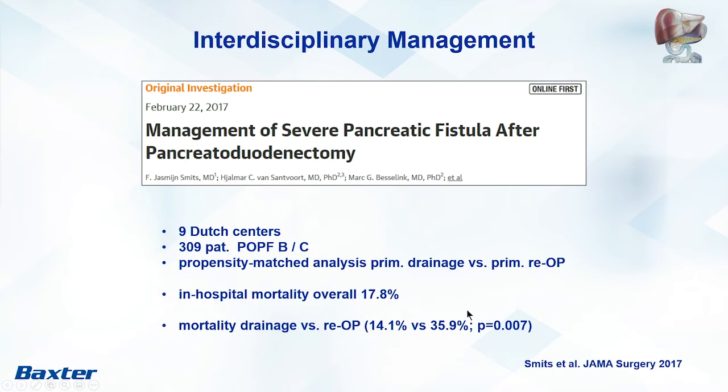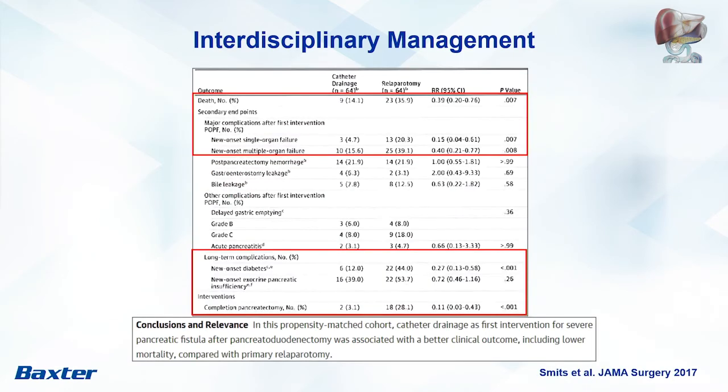When you do an upfront operation, salvage pancreatectomy, the mortality is the same as I showed you before, approximately 36%. And I think this is considerable, this mortality that you produce. The other endpoints in this study: you see not only mortality, but also organ failure is less when you do the interventional approach than when you go for laparotomy. And of course, also the long-term complications.